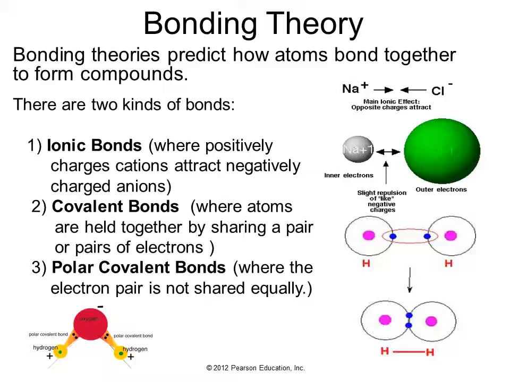There's also a polar covalent bond, which is similar to the covalent bond, but the electron pair is not shared equally. For example, in water, oxygen attracts electrons more than hydrogen. So here's the shared pair drawn closer to oxygen. And so this is a polar covalent bond.